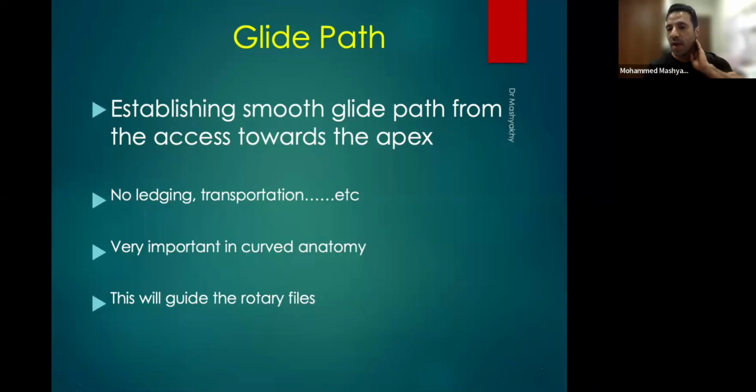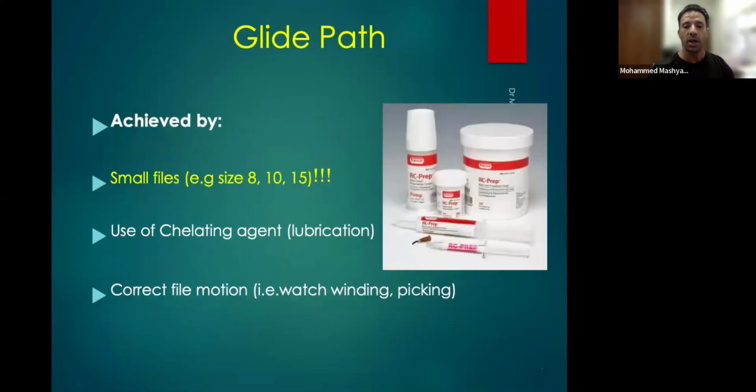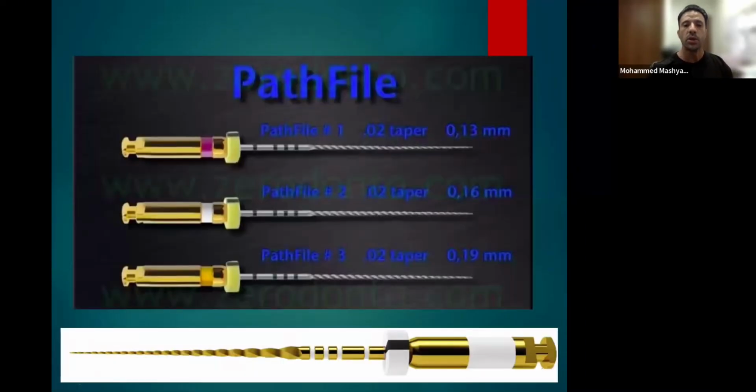The problem is why people are having ledge, because they push a big hand file, 20 or 25, and try to get around the curve before even doing a coronal flare. And that's why you have a ledge in there. So having smaller files, having glide path files, will help you a lot. And it's always achieved by small files, as we said, and we can have some lubricant, RC Prep, which is called EDTA gel, okay?